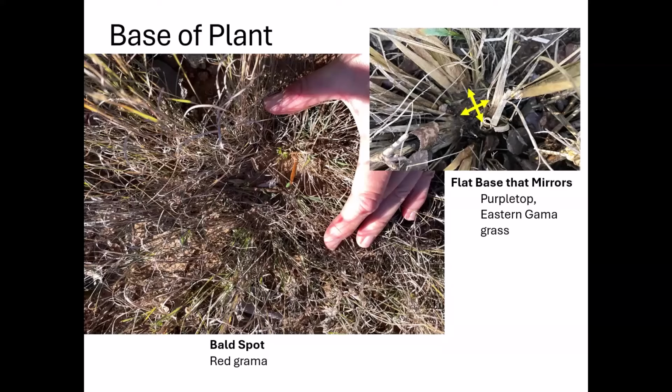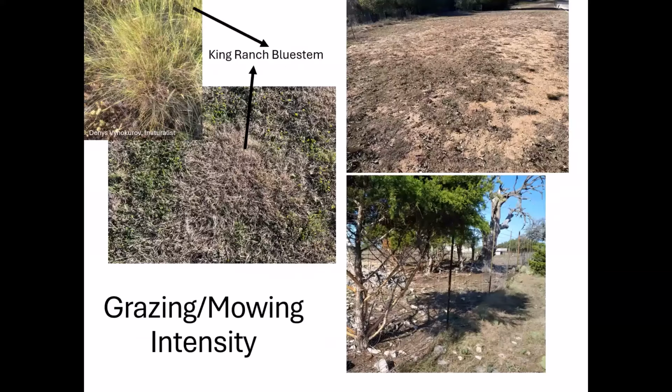Base of the plant, this is pretty helpful. So red grama, it does exist, is a bunch grass, but typically the inside of the plant tends to die out and it develops a bald spot. So that might help you identify it, but use other characteristics. And then purple top, which is a very pretty grass with a seed head, has these flat bases that mirror each other. So there's a flat base here, and then there's a flat base there, or at least they're supposed to. With that one characteristic and looking at how much foliage the plant has, I can usually identify purple top without a seed head very easily. Eastern gamagrass has that too, though, so consider where you're at.